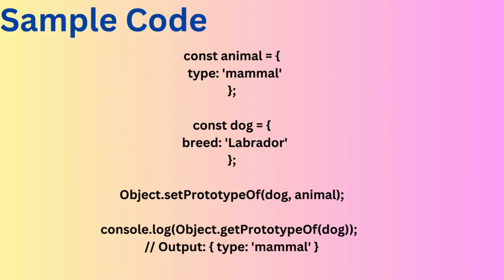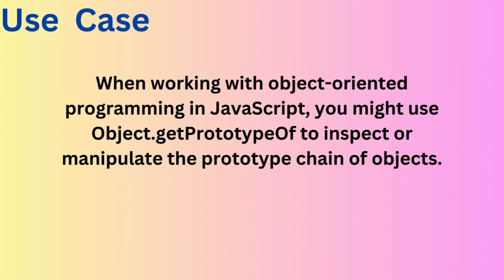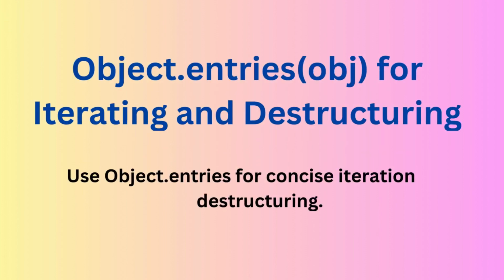Object.entries for iterating and destructuring means using Object.entries for concise iteration and destructuring. Use case: when you want to quickly iterate over an object's properties and perform actions or log information, Object.entries with destructuring can be a concise solution.